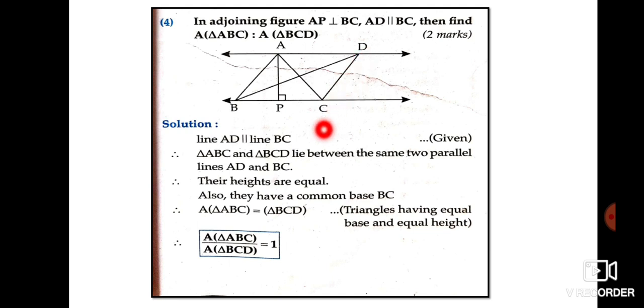We have already learned in the beginning that when two triangles have a common base and height, their areas are equal. So the area of triangle ABC is equal to the area of triangle BCD. The reason you have to write is triangles having equal base and equal height. So the ratio of areas of these two triangles is equal to 1.